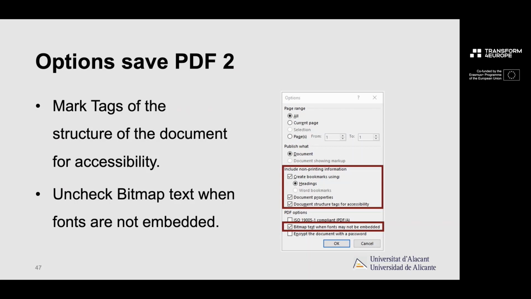And uncheck bitmap text when fonts are not embedded. With this, we ensure that our PDF document is always text, regardless of if we have the type of font installed in our system or not.